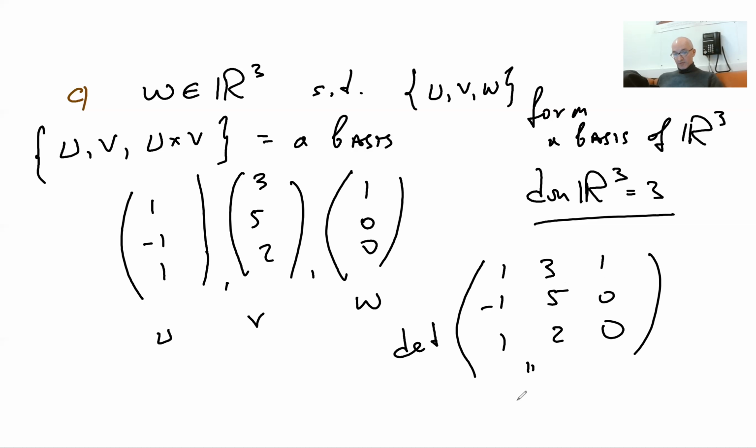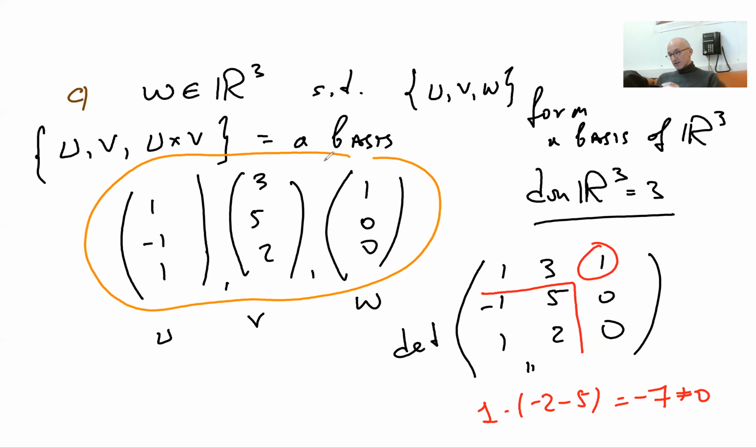Okay, let us compute. This is just 1 times the determinant of this matrix. So it's 1 times minus 2 minus 5, which is minus 7, not 0. We're done. So this is a basis. This is also a basis. There are a lot of different bases. So part C is done.